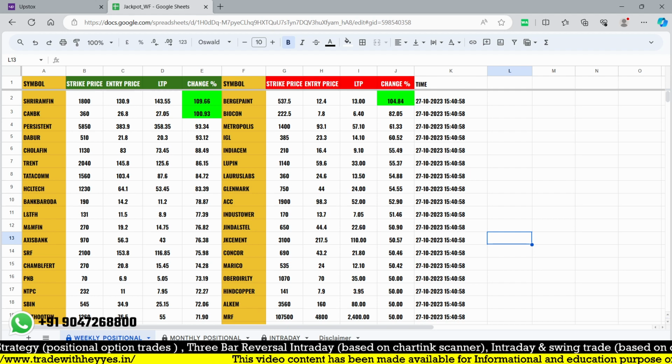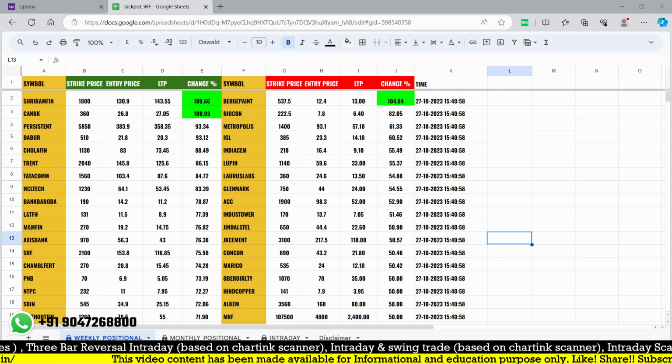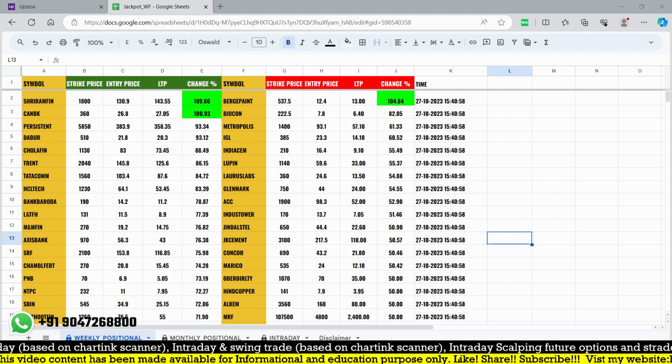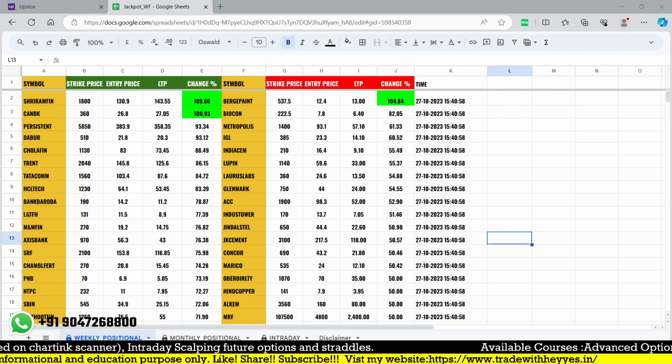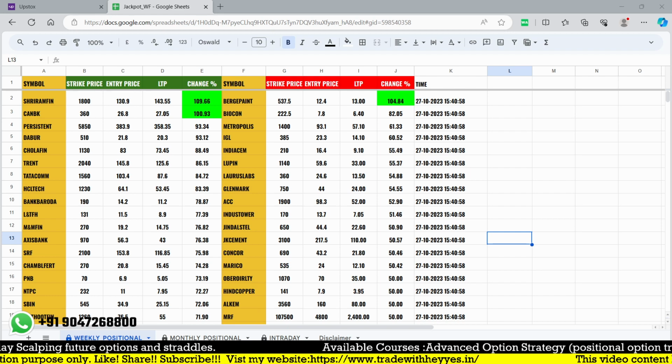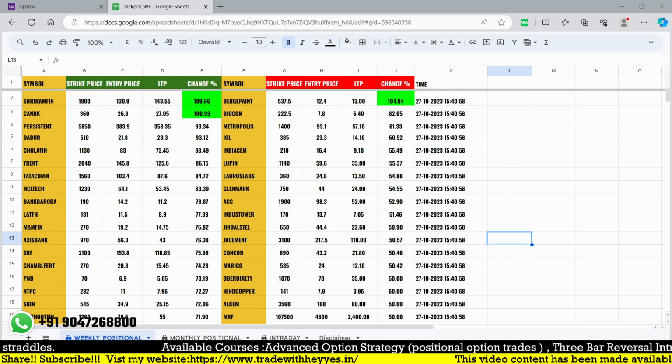So we try to update the sheet. If you have any other questions regarding this sheet, you can just ping me on my WhatsApp number which is shown here. So we try to update the sheet in real time.